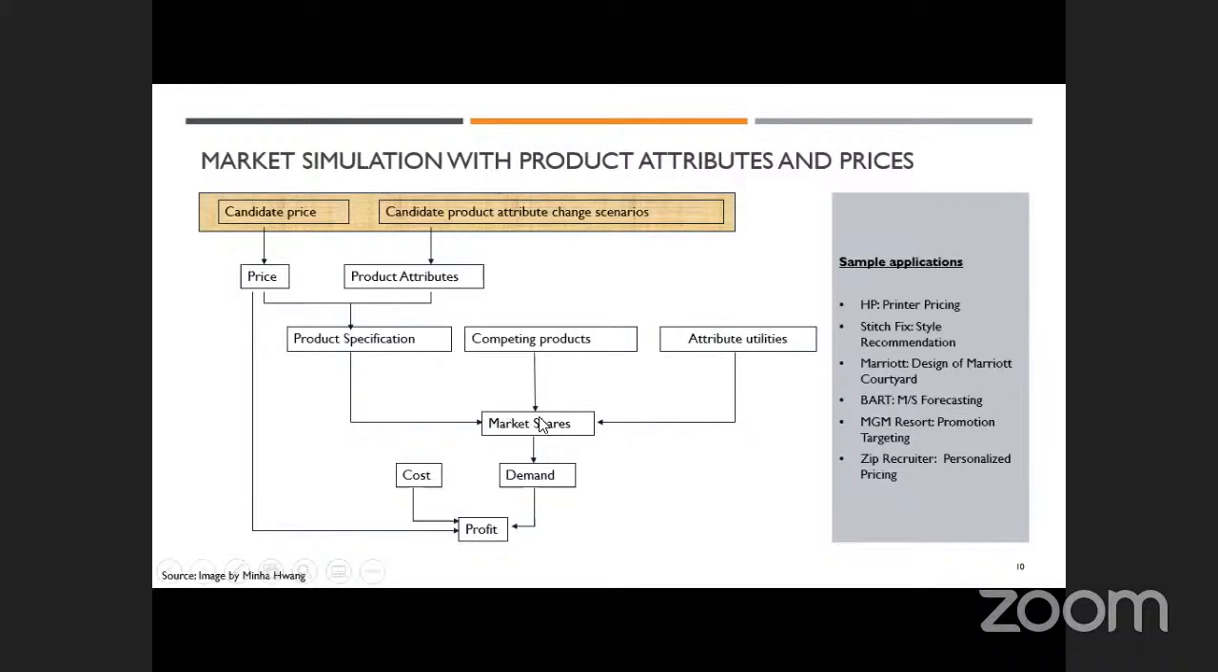You can create the market share for different product, pricing or promotion scenarios and combine the cost. You can calculate profit, and then do a lot of simulations or scenario analysis to figure out the profit maximizing price changes or promotions or product changes, right? So I listed what the actual commercial implementations based on this are. As an example, Marriott used this kind of technique to design their Courtyard, right? Also HP does a lot of this conjoint-based survey to do pricing of their printers, right? Also, as a recent example, Stitch Fix uses a binary version of this model to do style recommendations.